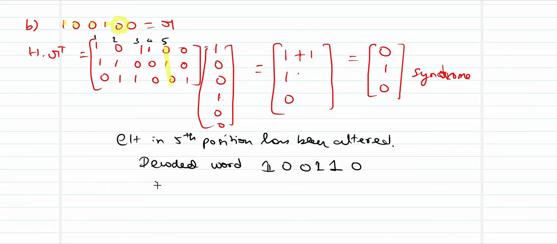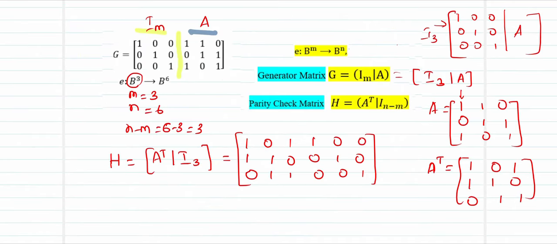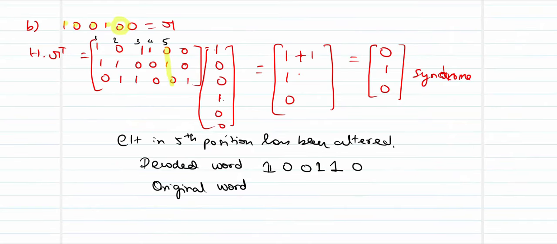And what is going to be my original word? The original word is going to be a string of length 3 because B3 is going to be my encoding function over here. So I collect the first 3 positions. What are the first 3 positions? 1 0 0. So my original word is 1 0 0. So I have now decoded 2 words. You can proceed in the same way to decode the remaining words also. We will quickly move on with the next one. So element number C.